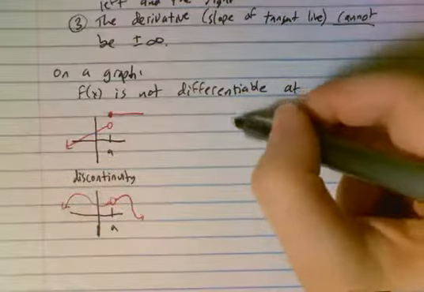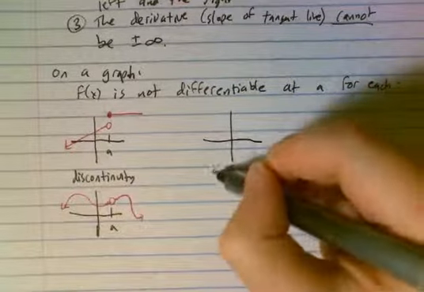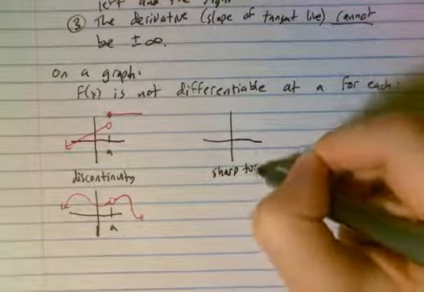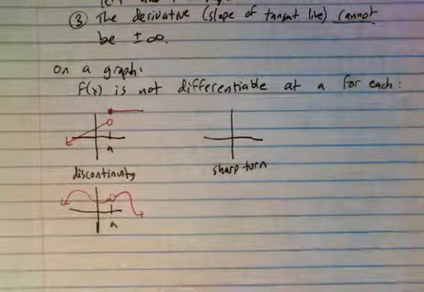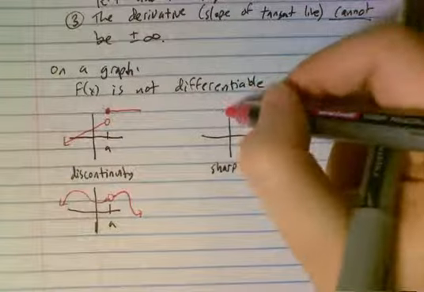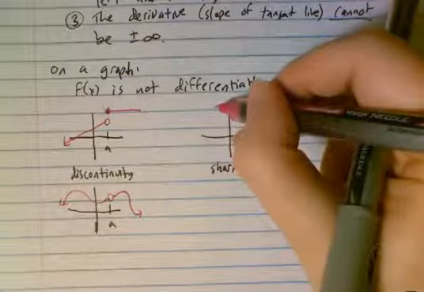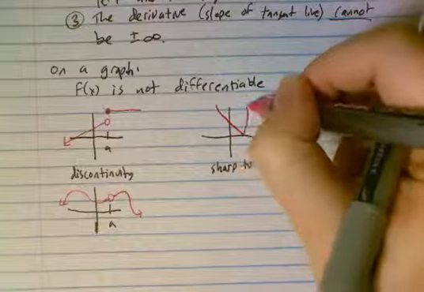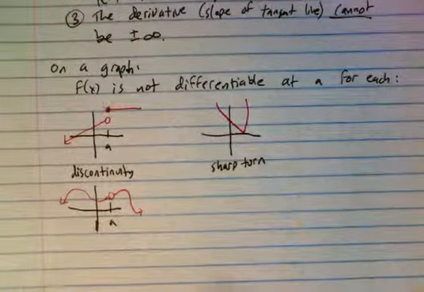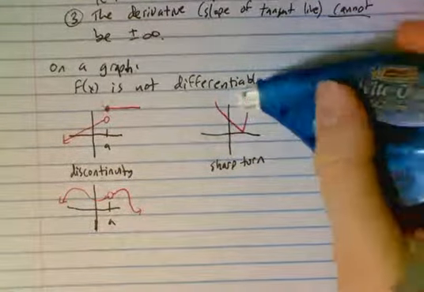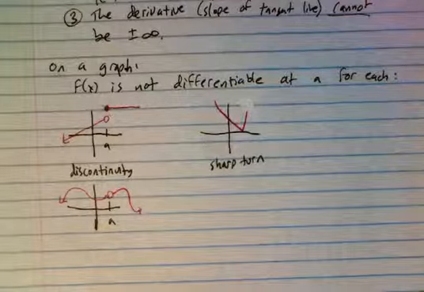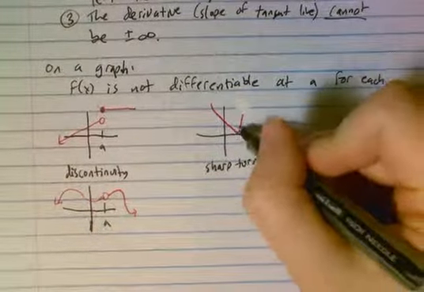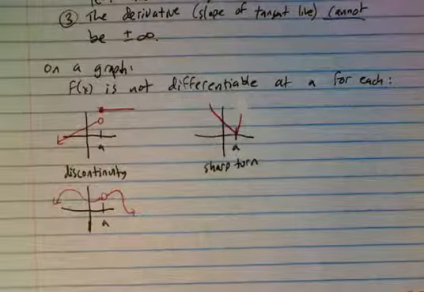Another situation is that we could have a sharp turn. So that's something like this. Actually, that should be moving back on itself. It should just be moving up like that. So right here, this is at A.